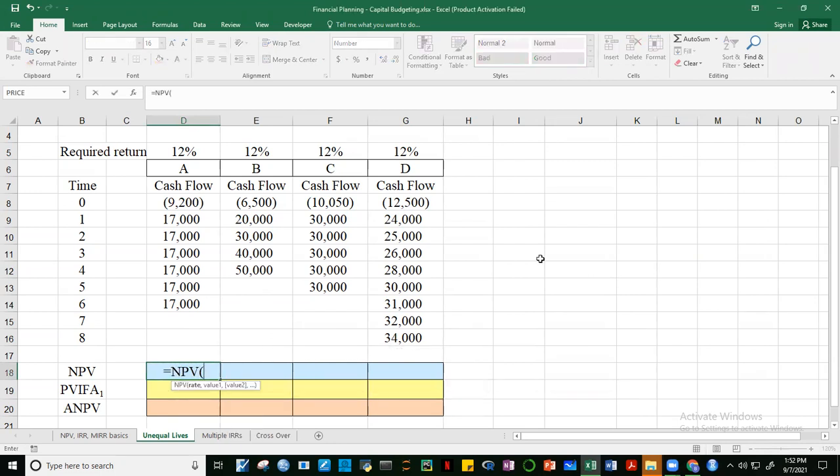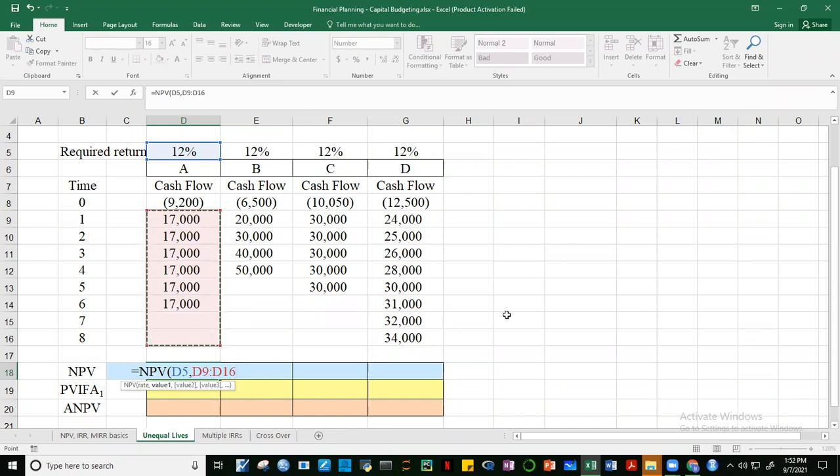Ang rate natin 12%. Pwede natin i-copy na lang to the right kasi binigay na yung 12% bawat isang project. So isang company lang to, so pare-pareho lang yung WACC nito. Value will be start with year 1. NPV kasi to. Now what we're going to do is we're going to add hanggang year 8.